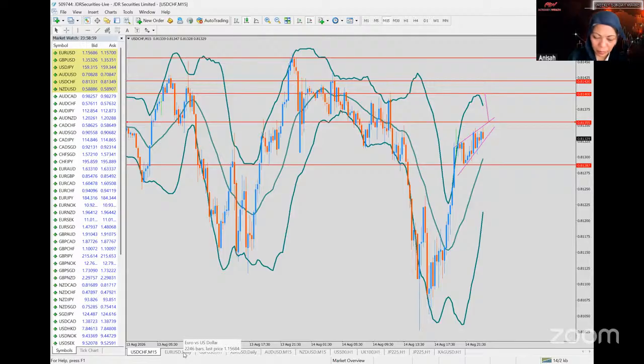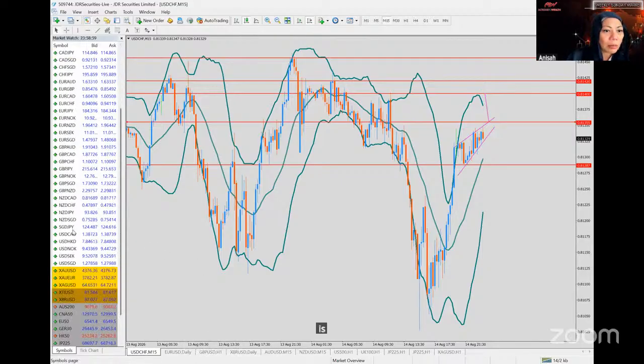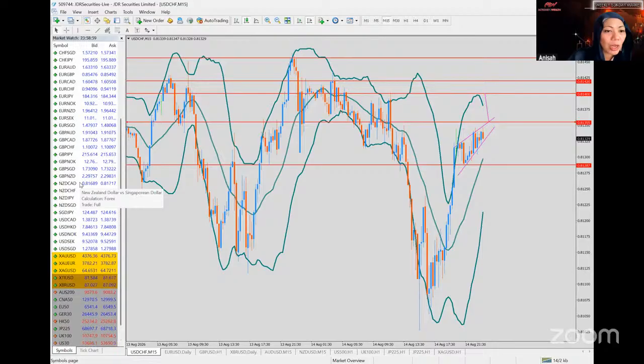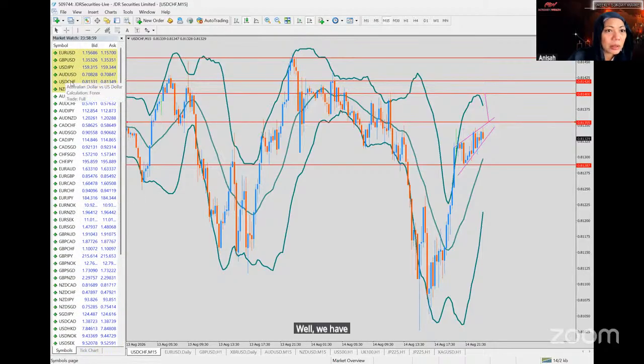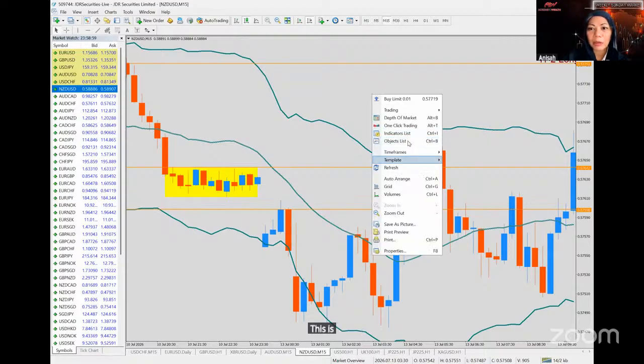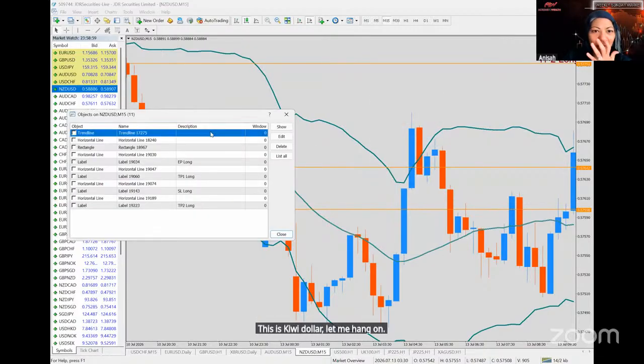Okay, next pair is dollar Kiwi. Hang on, let me look for it. Oh, we have Kiwi dollar. Sorry. Okay, there you go. Kiwi dollar here. This is Kiwi dollar. Let me, hang on, let me clean up my chart.